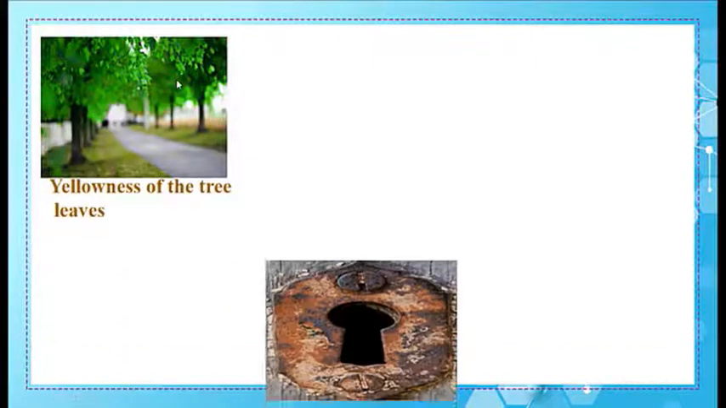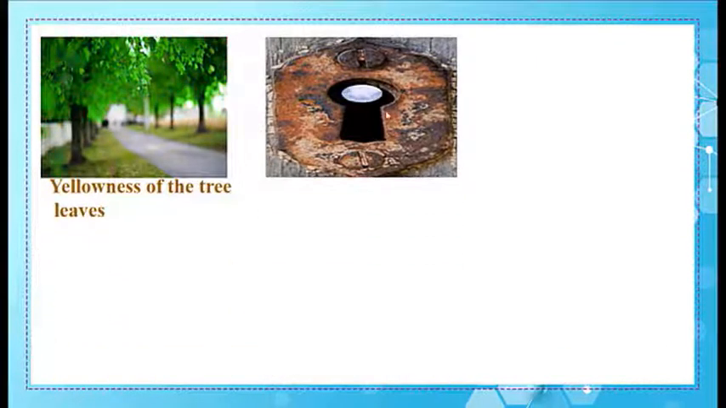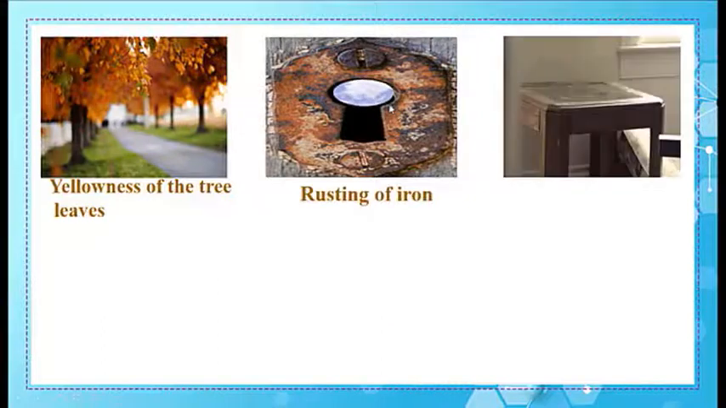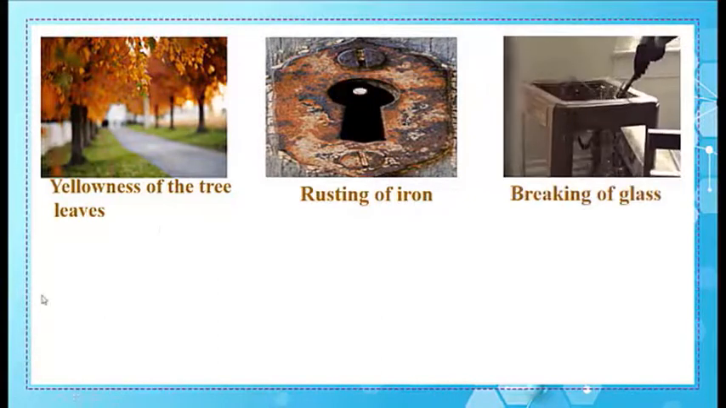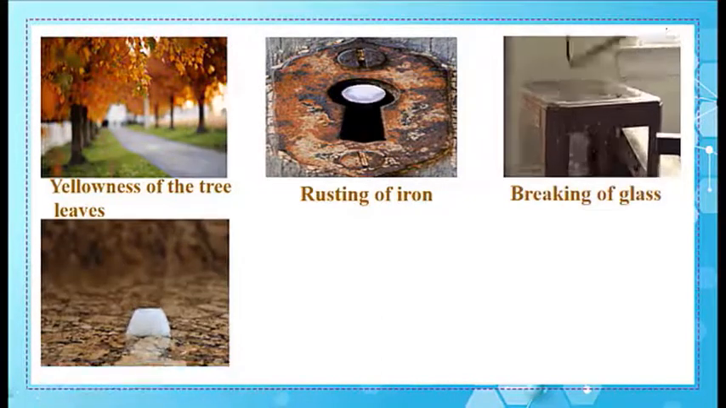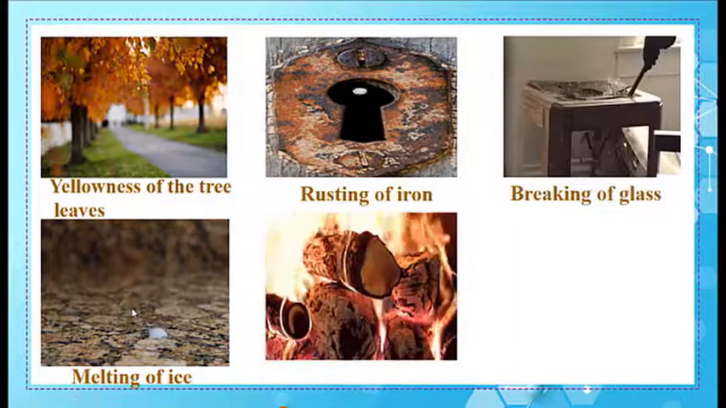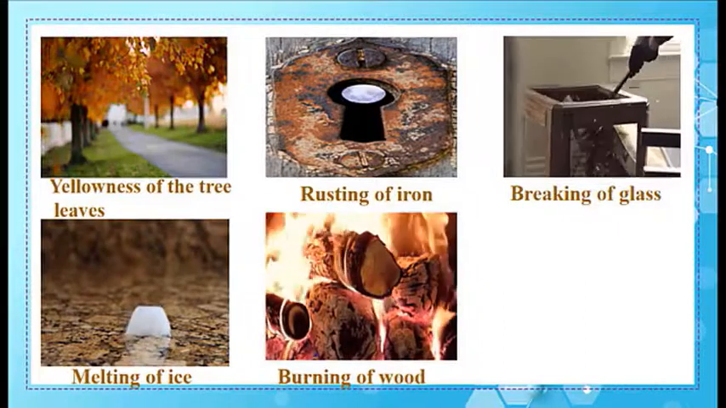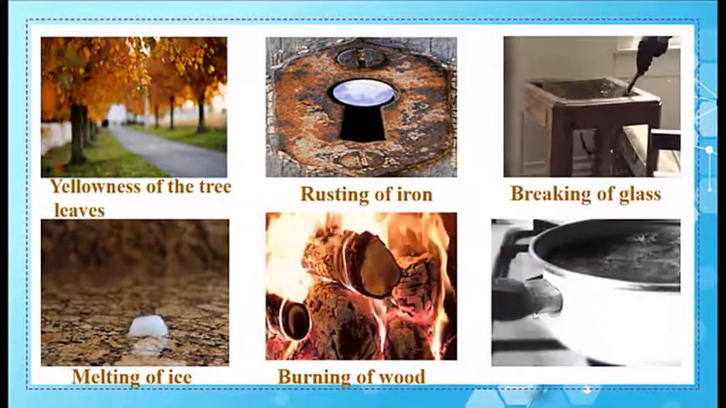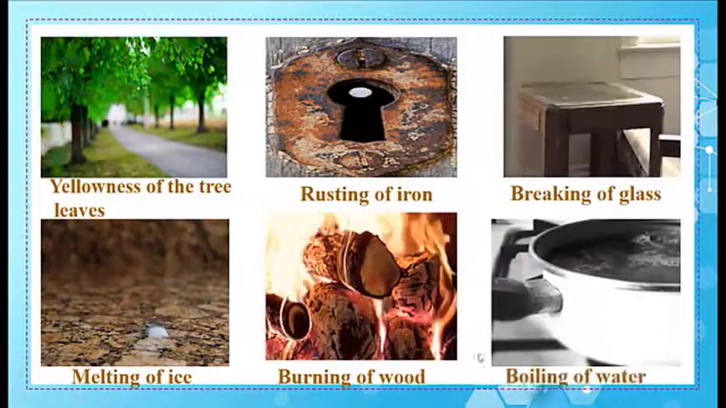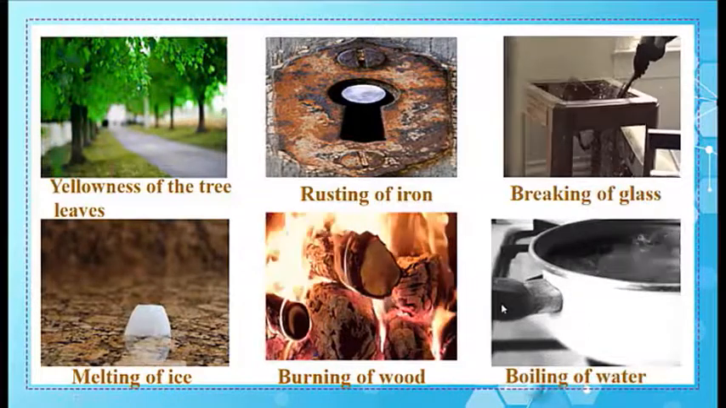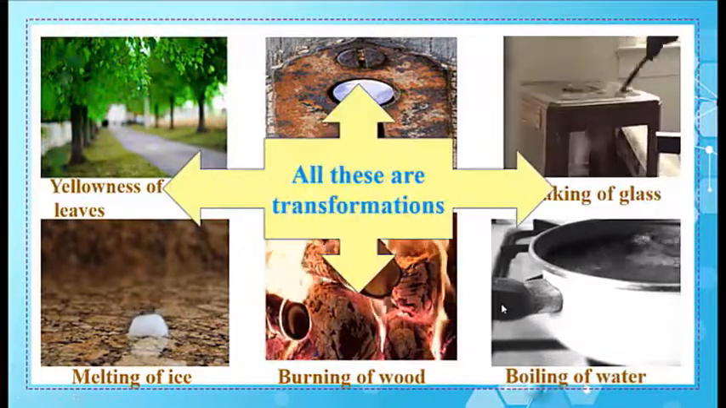Let's define transformation. Observe this figure. Yellowness of the tree leaves. The other one is rusting of the iron, breaking of a glass, melting of ice, as you see, burning of some wood. And the last one is boiling of water. All these are considered as transformations.